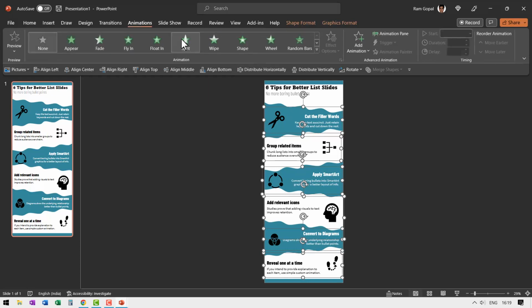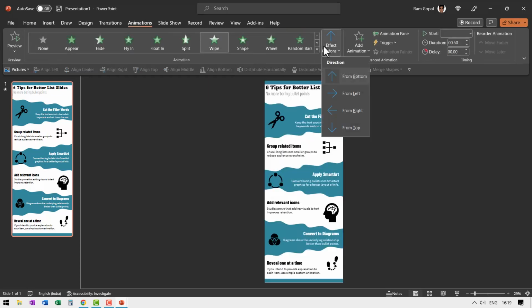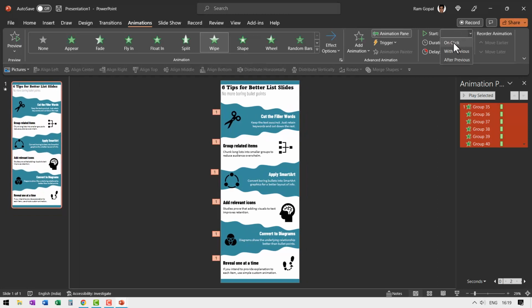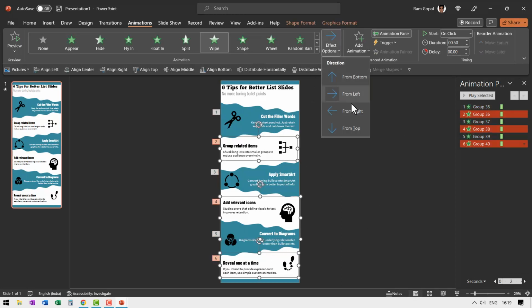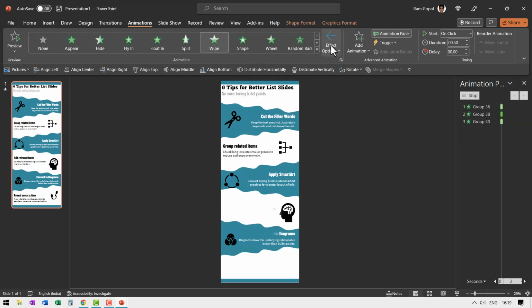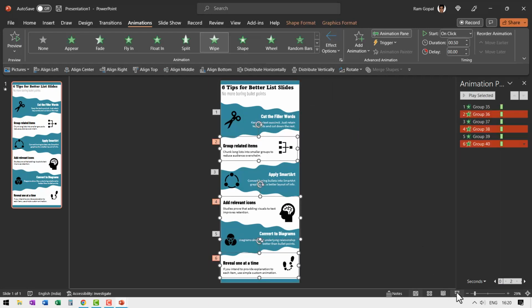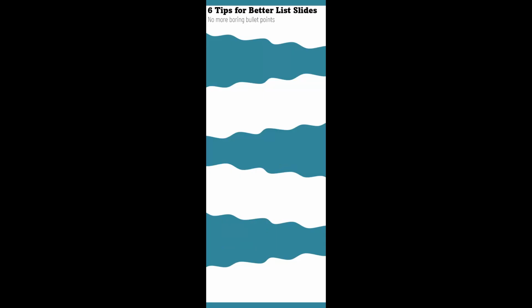So let us go to animations and say wipe animation from left. Let us go to animation pane, and it is going to happen all on click. So each click will bring in 1 point. Now these ones need to be wiping from right. So we are going to change the direction by going to effect options. Now when I go to slideshow, this is the blank poster.